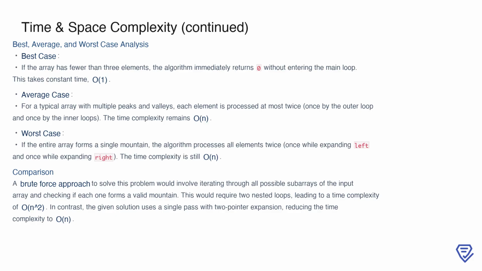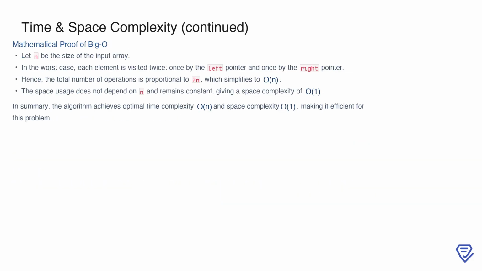To put this into perspective, a brute force approach would examine all possible subarrays to check if each one forms a valid mountain. That would require 2 nested loops, resulting in a much higher time complexity of O(n squared). By contrast, the given solution avoids this inefficiency, achieving an optimal O(n) time complexity through a single pass and 2-pointer expansion.